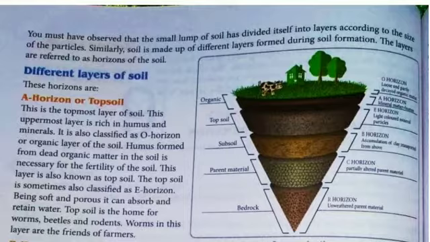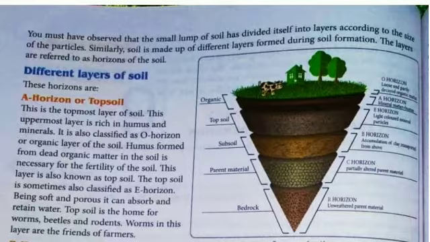Humus formed from dead organic matter in the soil is necessary for the fertility of the soil. For plants also, humus is very important. This layer is also known as topsoil. You can say A horizon, you can say topsoil. Topsoil is sometimes also classified as E horizon. It means this is divided into O horizon and E horizon.